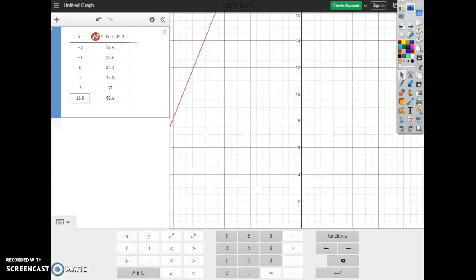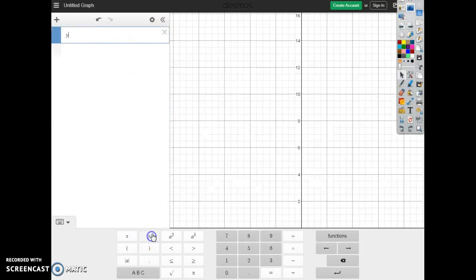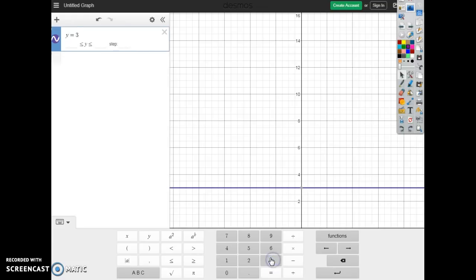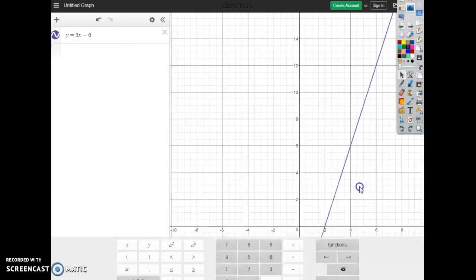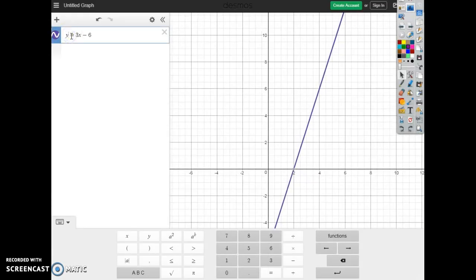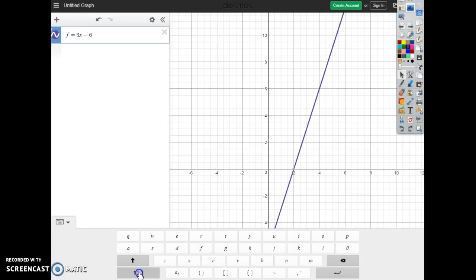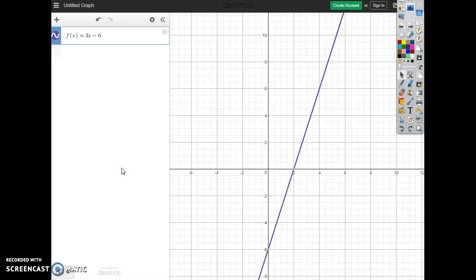So here we go. Y equals, or f of x equals, same thing, 3x minus 6. Okay? And I'm going to show you that it's the same thing as putting f of x. F of x equals, same thing. Okay?